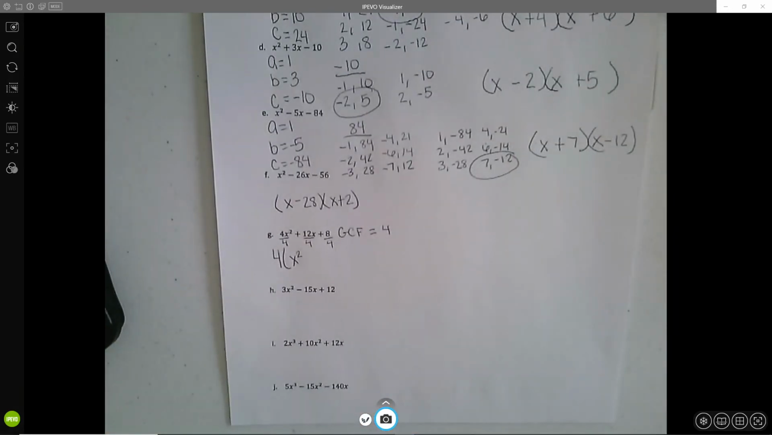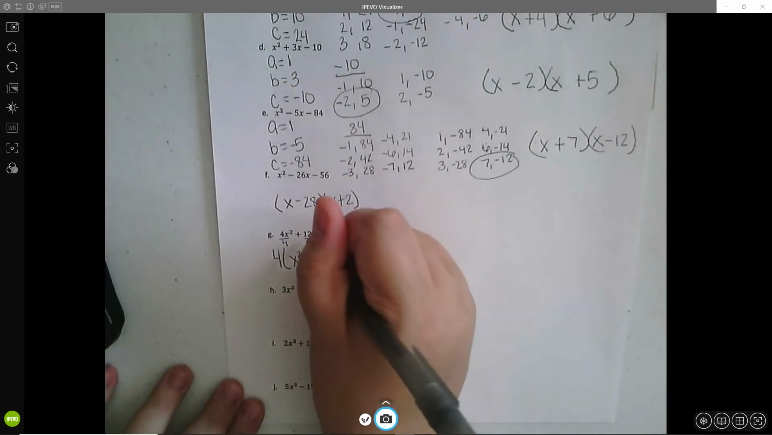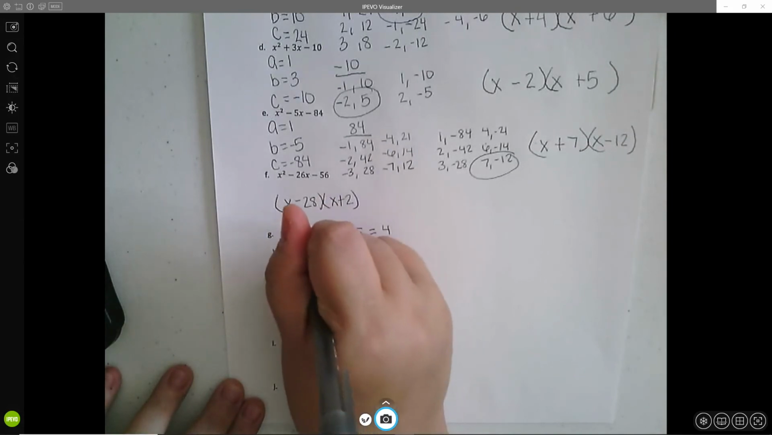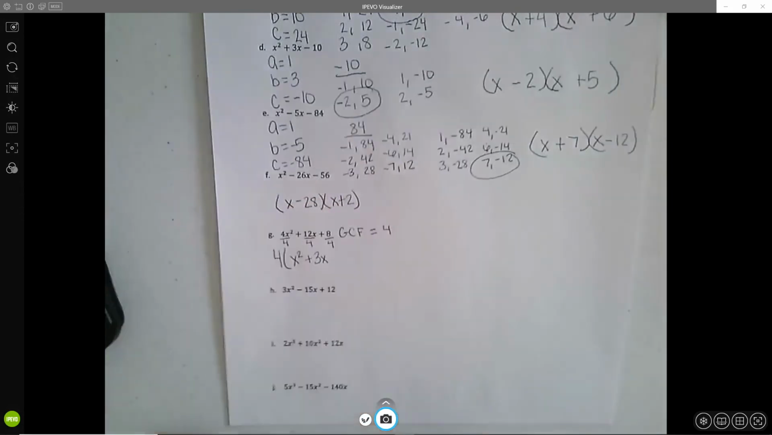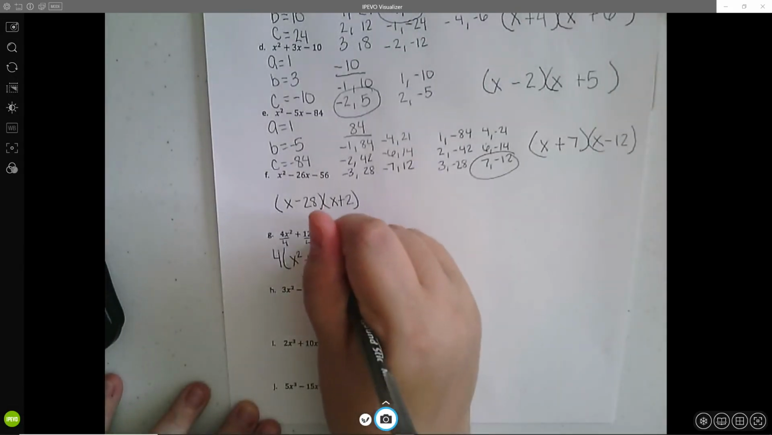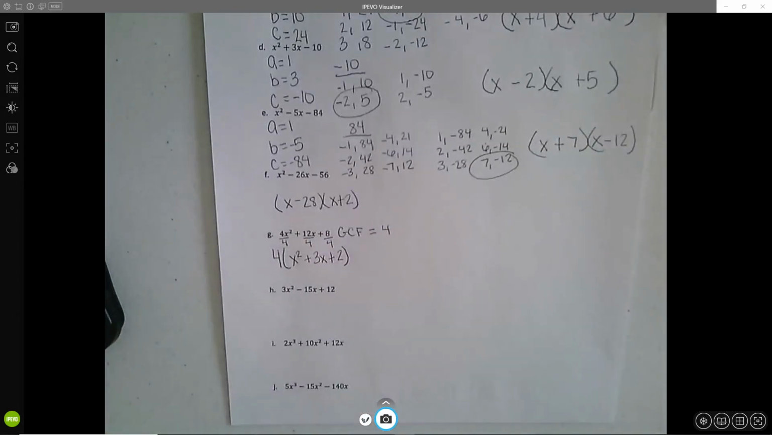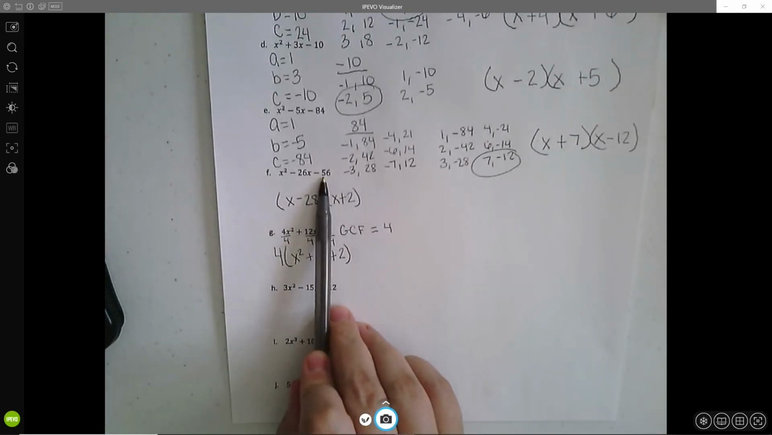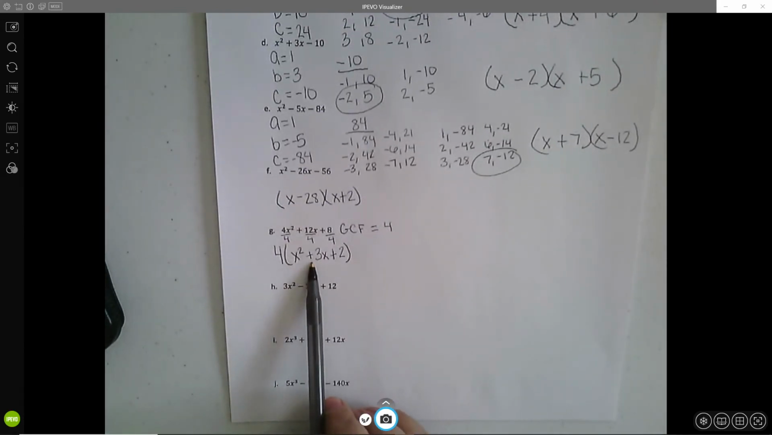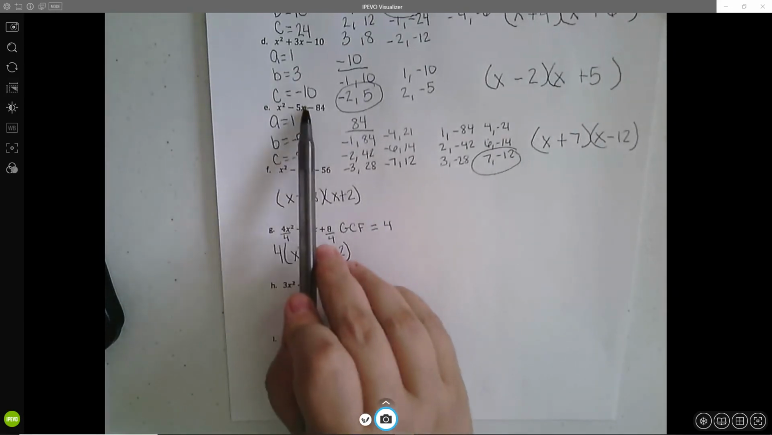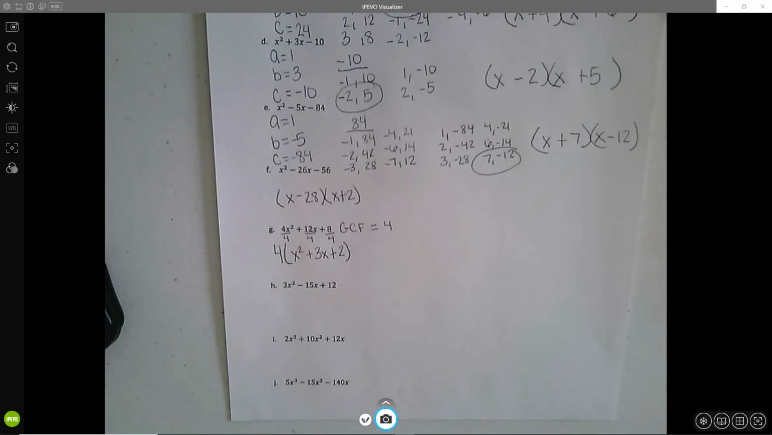I'm left with just x squared because I don't write a 1. 12 divided by 4 is 3. Attach the x. Plus 8 divided by 4 is 2. Now, once you've taken out the GCF, it goes up to a problem like this. Inside your parentheses, you have a trinomial that starts like x squared. We're going to factor it like every problem above.